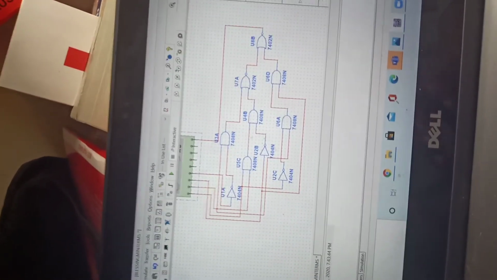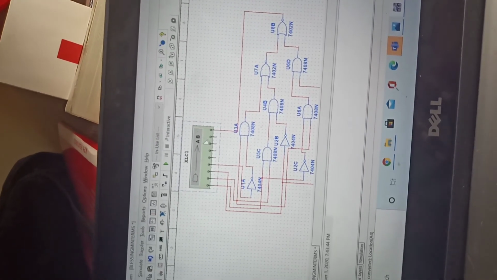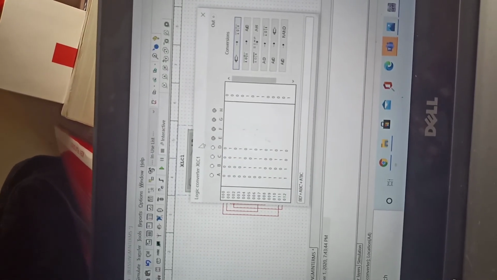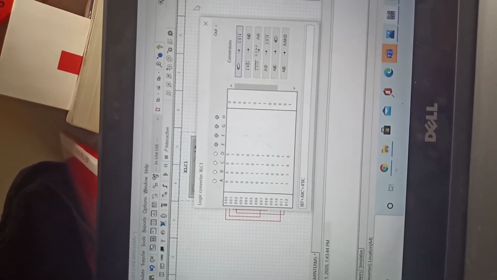So our next step is to draw this schematic on Multisim, and that's what I did right here. And then after that, I'm supposed to get a truth table, and this is my truth table. So I'm gonna take this truth table.